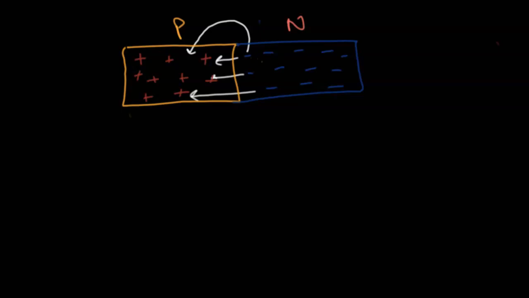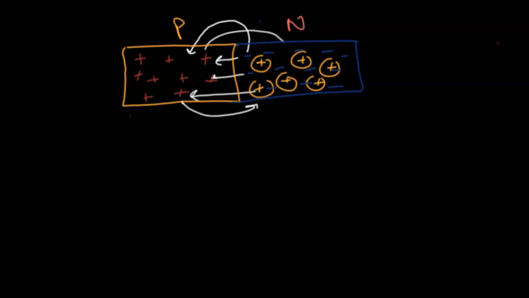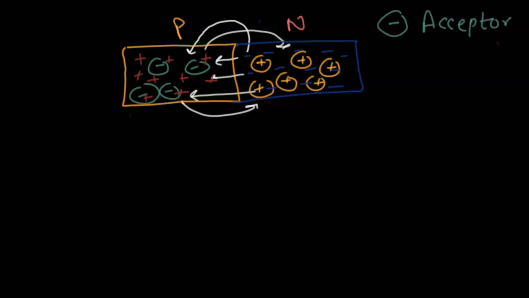As they recombine, they leave behind positive ions, a bunch of them. Similarly, the holes migrate towards the N-type semiconductor layer and they recombine. As they recombine, it leaves behind negative ions. Now, these negative ions are called acceptor ions, and the positive ions are called donor ions, because they can still donate electrons and the acceptor ions can accept electrons.